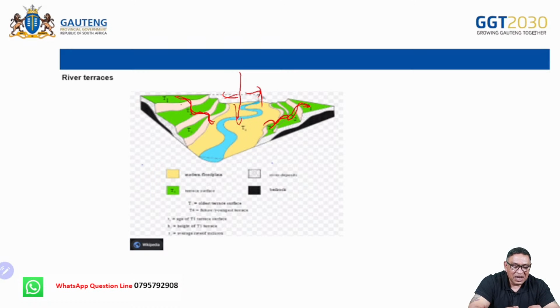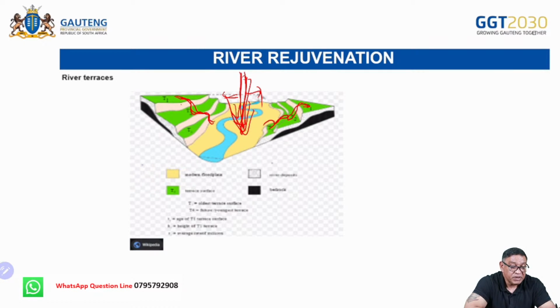Okay, so let's look at another thing. River terraces will not form if the river is not rejuvenated and creating vertical erosion. Can you see that? Vertical erosion is so important because that's what digs deeper and creates a terrace. So if you see river terraces on a map, you know it is evidence of river rejuvenation.